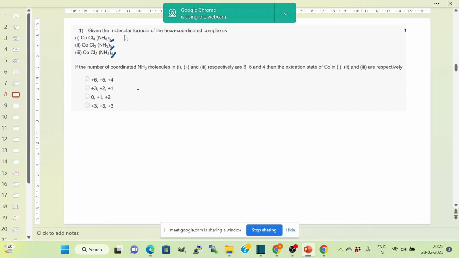See here, they have just written the molecular formula. They have not written the complex formula. Complexes, when we write, we give this bracket most of the time. And in this question, they have given coordinated NH3. Coordinated means inside the complex, there is this many number of NH3. So coordinated means that this is directly coordinated to the metal. It is not outside the complex. It's not there for charge neutralizing or anything. This is directly linked, coordinated with the metal.